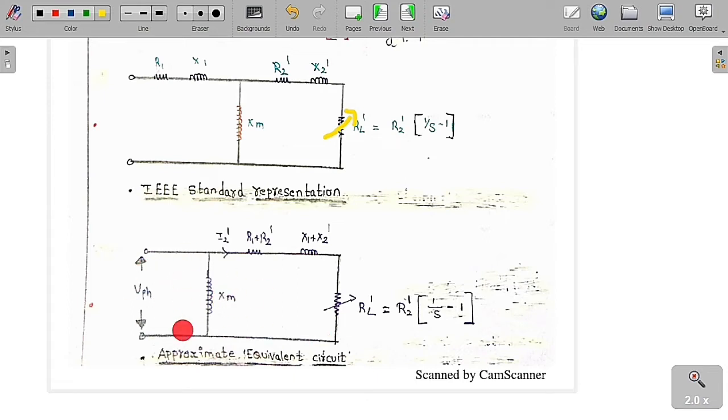So this is the per phase diagram, the approximate equivalent circuit. So V phase, there XM, R1 plus R2 dash, X1 plus X2 dash. This is the I2 dash current, and this is RL dash is equal to R2 dash into (1 by S minus 1). So we can say this is the equivalent circuit or approximate equivalent circuit of an induction motor.